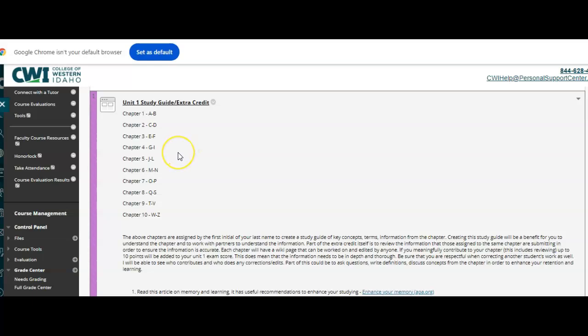It will track who contributes to the wiki page, and there will be up to 10 points given to your overall unit exam grade. This will be done individually because I can see who provides what.